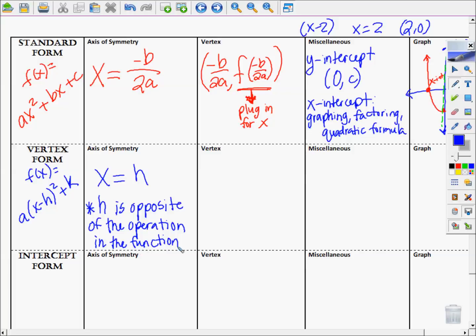The vertex, again, is your what, though? What's your vertex? Thank you, Esther. It's your h and your k. You need to remember the same rule applies here for h.